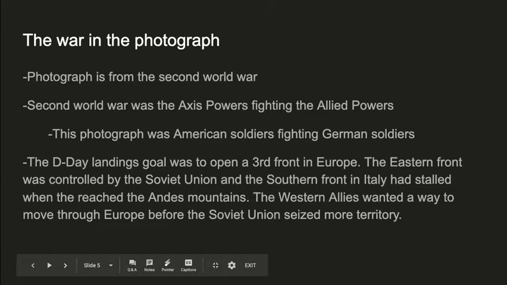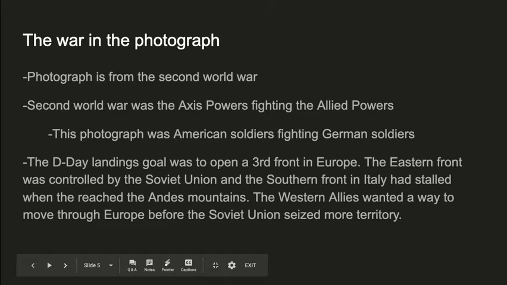The larger war at hand was about a great many things, from Japanese oil imports through Germans' reaction to the situation after World War One and their dire economic circumstances. This particular battle, when this photo was taken, the goal of the D-Day landings was the Western Allies wanting to open a third front in Europe.